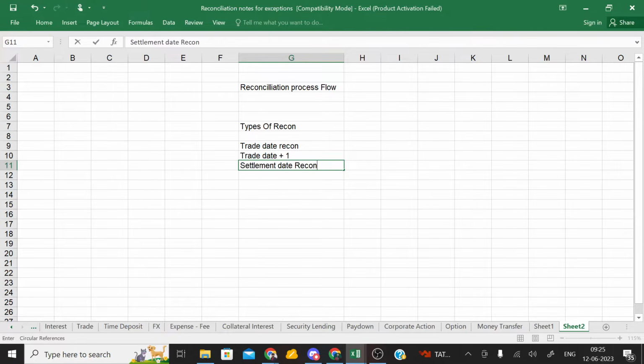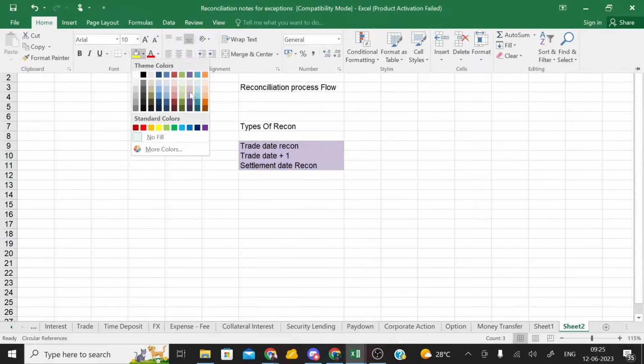Settlement date recon. So there is another type, which is settlement date reconciliation. Once the security is settled in your demat account, or once the pay-in or payout is received in your bank account, trading account, or demat account, those transactions we call settlement transactions. Those transactions need to be reconciled on a settlement date basis. So these are the main aspects you would see in your recon process.